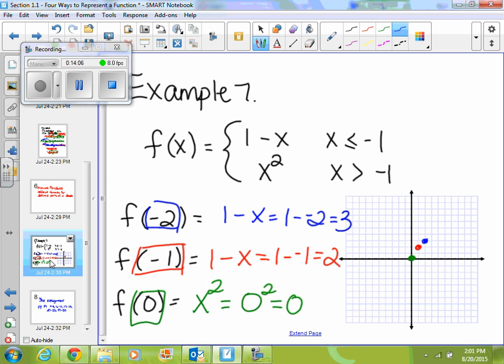Did I graph that I had? Yep, thanks, Jenna. I was really confused for a second. All right, negative 2, 3 is back. Negative 1, 2 is back. And then we have 0. So then if I connect my points, I can see how my piecewise function is defined. Does that make sense? Yeah.